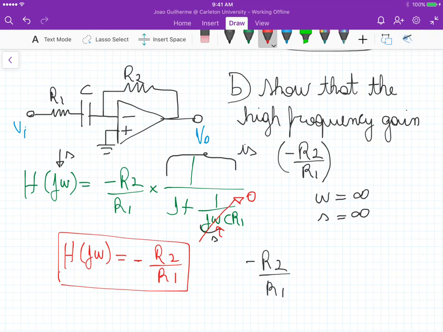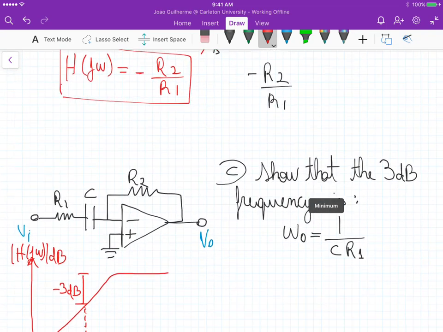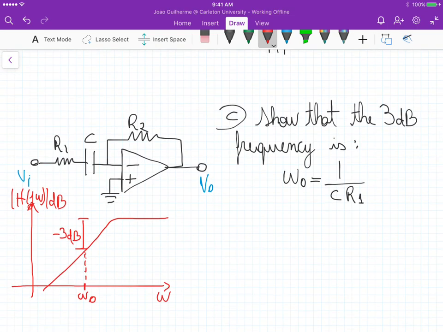Okay, so this is a constant gain that we have for very high frequencies. So for large frequencies, that's the gain that we observe in this particular circuit. Now part C is show that the 3 dB frequency is omega naught equals 1 over C R1. In this part, we basically need to find out what's the frequency at which the magnitude of the voltage transfer function becomes 3 dB lower than the passband of the filter. So this is the passband, right?